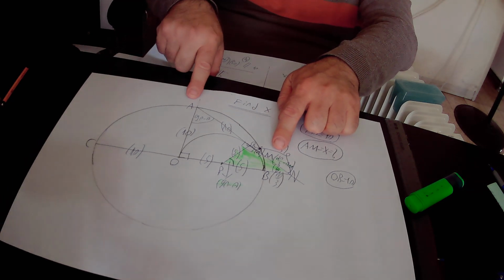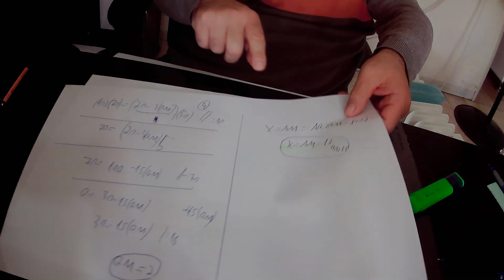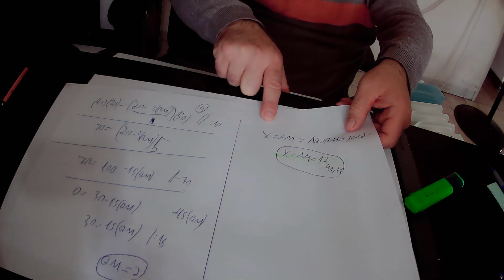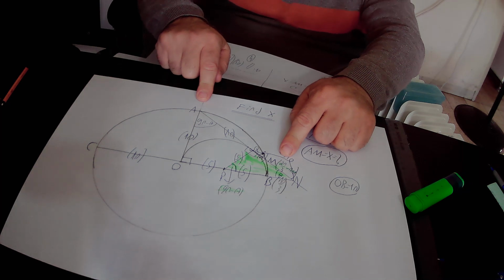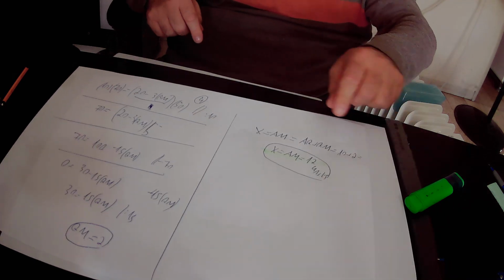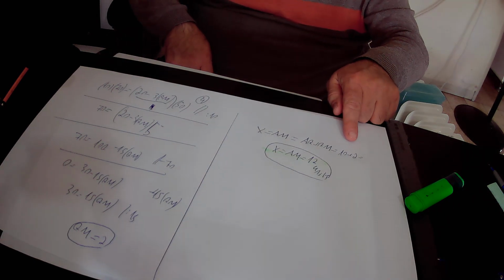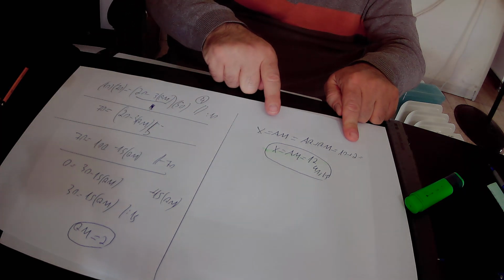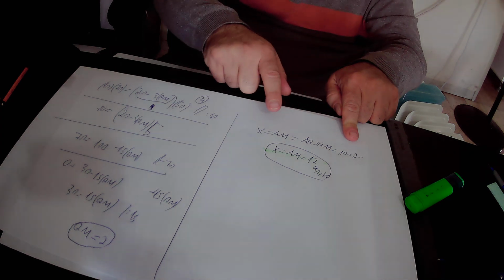Our mission is to find out the length of this line segment AM. Again, our mission is to find the length of AM, which is equal to x, according to what is given in the question. What is the length of AM? From the drawing it is very easy to see that AM equals AQ plus QM. AQ is 10 and we just found out that QM equals 2. So AQ plus QM is 10 plus 2, and 10 plus 2 is 12.